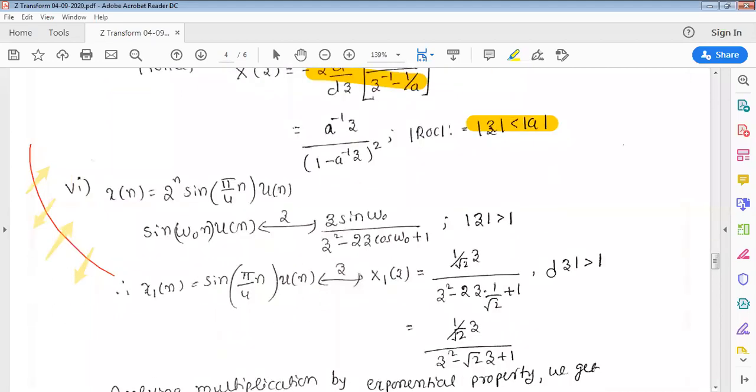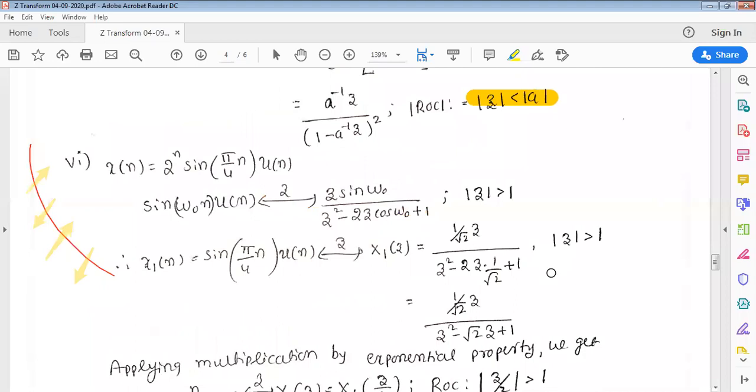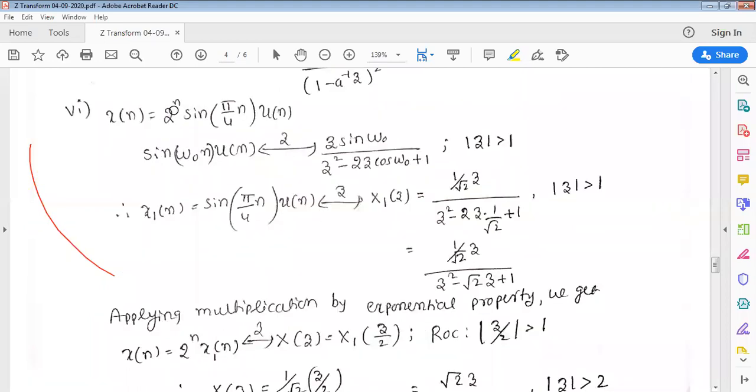Okay. Now, let us go to the next one. x of n is equal to 2^n sine of pi by 4 n u of n. In the previous class, we have solved sine of omega naught n into u of n. What is the z transform? z sine of omega naught divided by z square minus 2z cos of omega naught plus 1, mod z more than 1. So, same formula you apply this way.